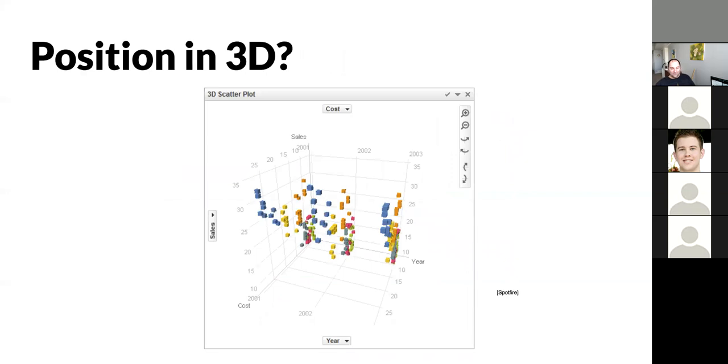Position also, all of these great things I just said about position are only really true in 2D. In 3D, things get much more complicated. Here's a 3D scatter plot. And it is really hard to tell what is the value of this particular point here, right? We can kind of guess, but we can't really say, is it 32 or is it 28? It is tricky to read 3D scatter plots, and 3D generally has to be used with caution.